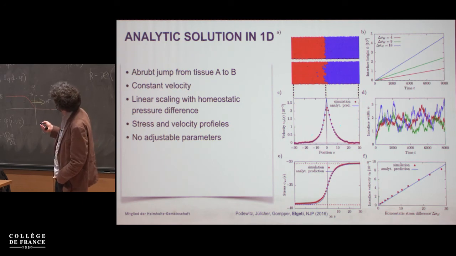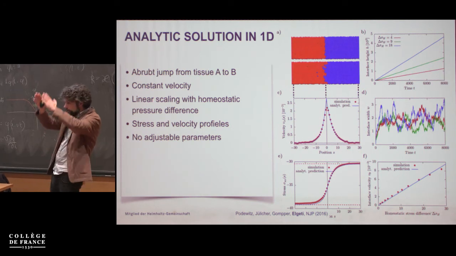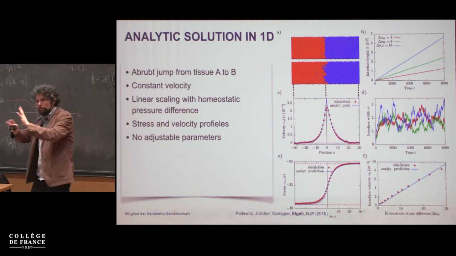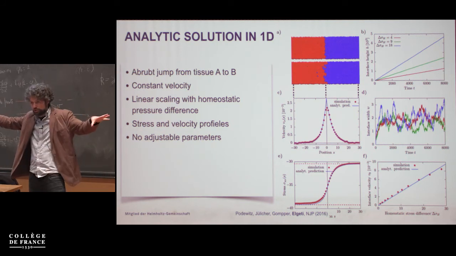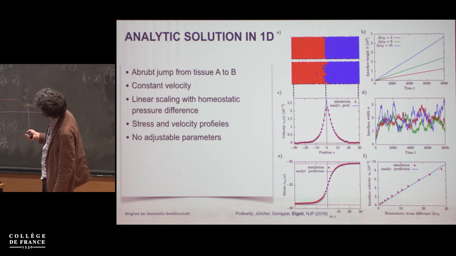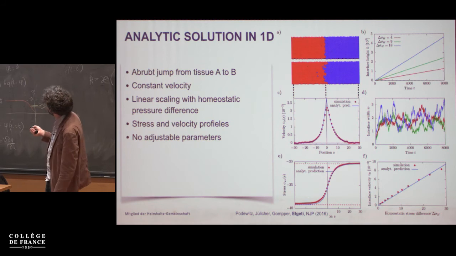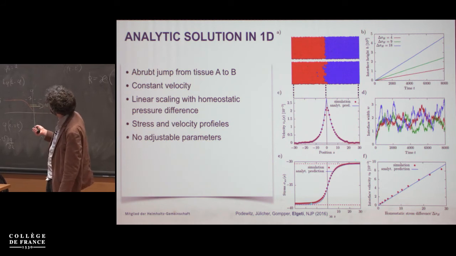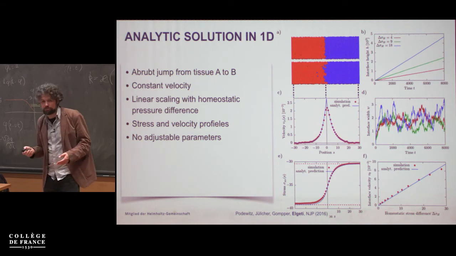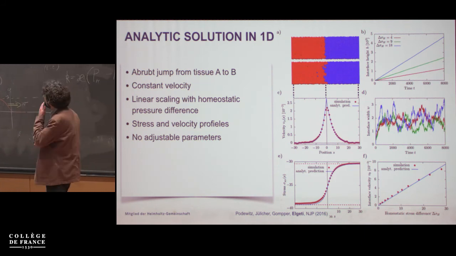This velocity decays exponentially as you move away from the interface. That makes sense because the front is moving and far away the tissue is set on the substrate. The stress evolves from the homeostatic pressure of one tissue to the homeostatic pressure of the other tissue. And again, the analytical solution almost perfectly matches the simulation results.